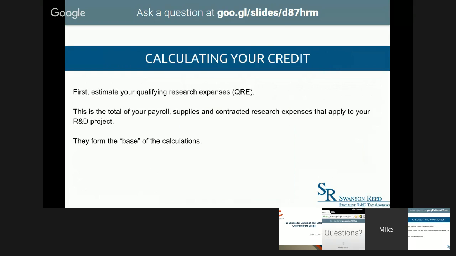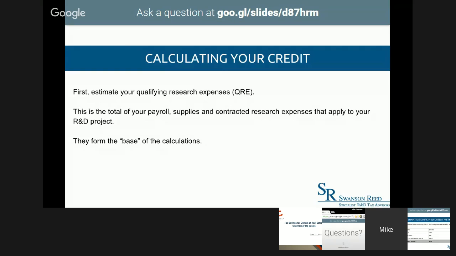Okay, let's work through just a couple of real simple examples just to give you an idea how the system works. First of all, first bullet, you've got to estimate your QRE. Now, we'll do that with you for free, and we'll help you determine whether this is advantageous for you to pursue. We're going to be asking you for your payroll, your supplies, and your contractor research expenses, and they form the base or the core of the calculations.